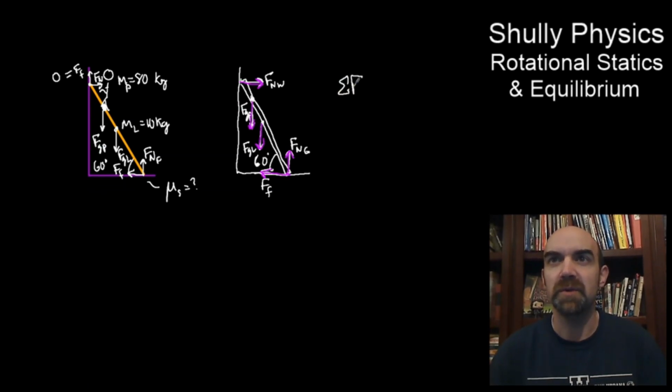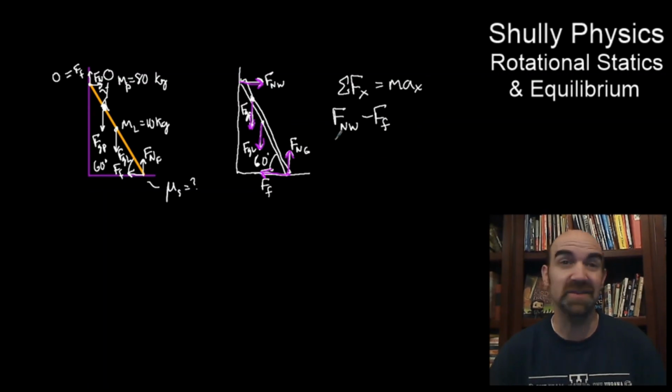If we sum the forces in the x direction, what have we got? On the x direction, we got the normal force from the wall going to the right, and this friction going to the left. And that's it. Those are our right and our left forces. That's all we have here. And that equals mass times acceleration. But we want our person on our ladder not to be accelerating. So all that's equal to 0.